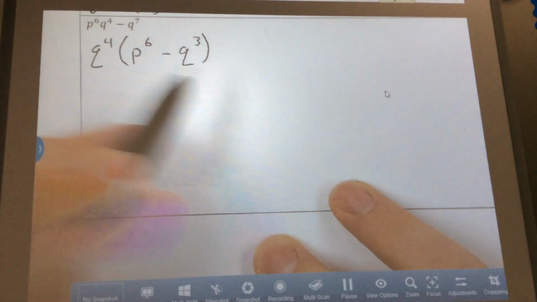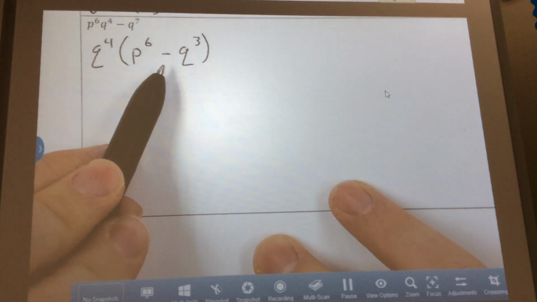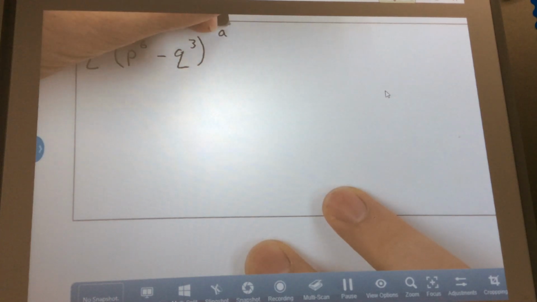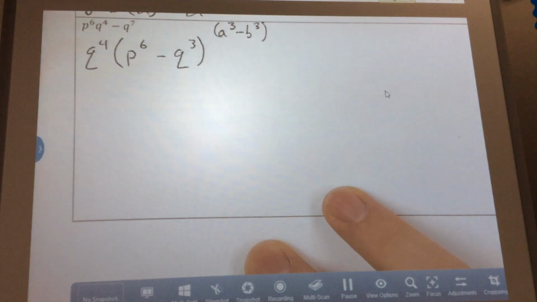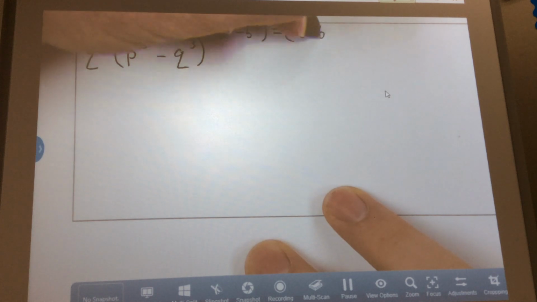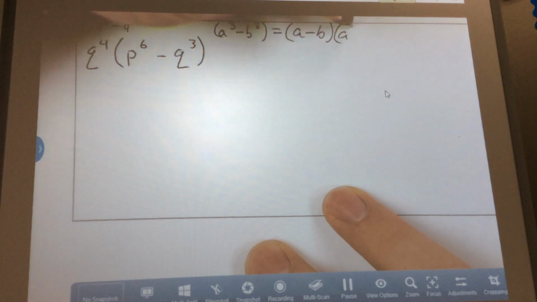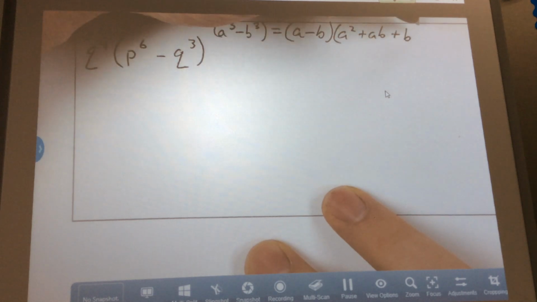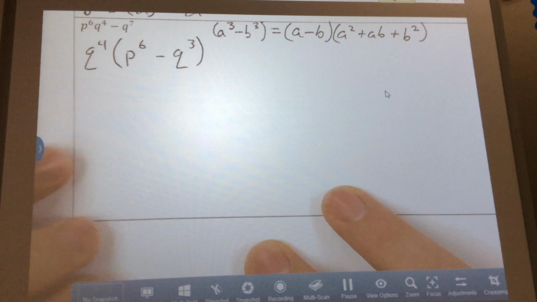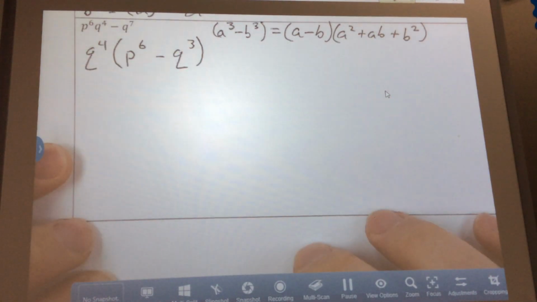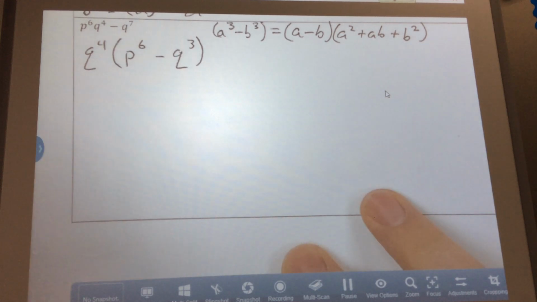Both of those are perfect cubes. I have a subtraction sign, so I'm going to use the difference of cubes here, which is a cubed minus b cubed. That's the original question. What you're going to do is break it down into a minus b, a squared plus ab plus b squared. That is the formula we're going to use for difference of cubes. So now I just need to find my a and b value first.